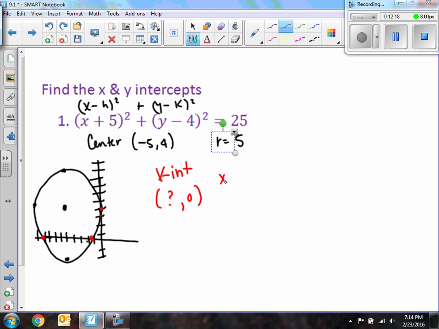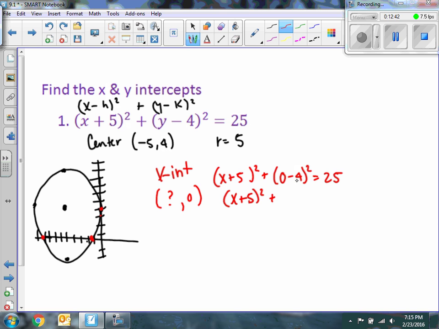So we have x plus 5 squared plus, we know y is 0, so we plug in 0 there. Now it's just a matter of solving. So I still have x plus 5 quantity squared, but this time it's equal to, well, 0 minus 4 is -4, plus -4 squared, 16, equal to 25. Subtract my 16 over. x plus 5 squared equals 25 minus 16, which is 9.